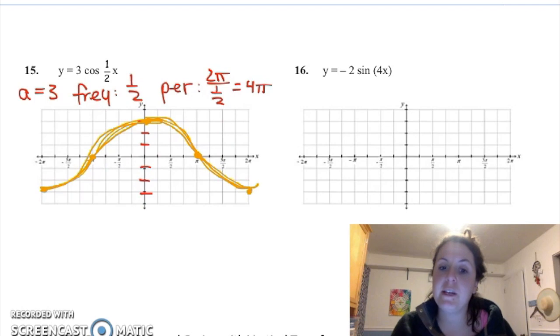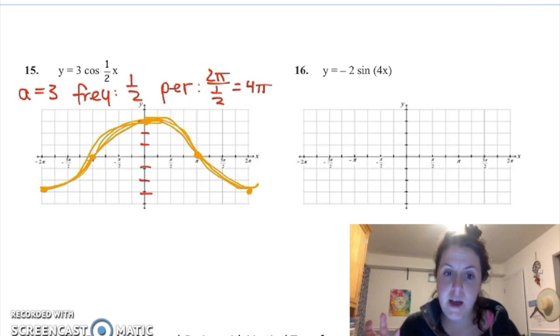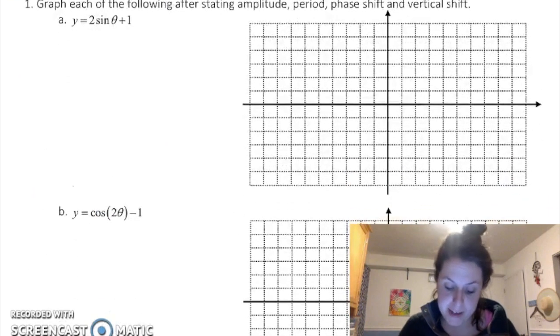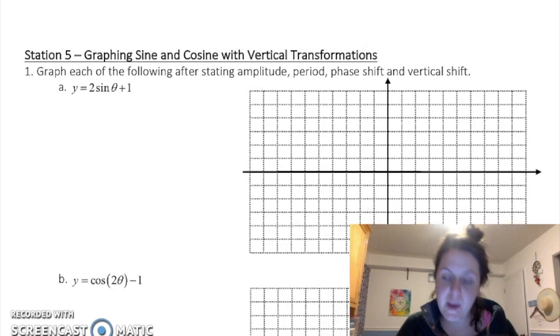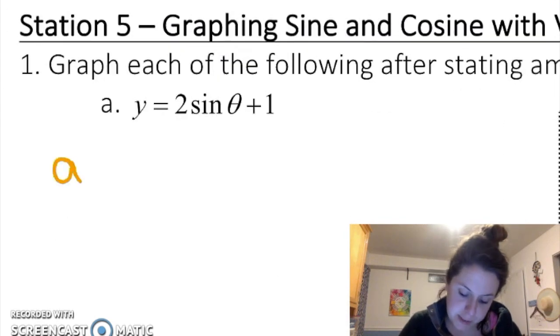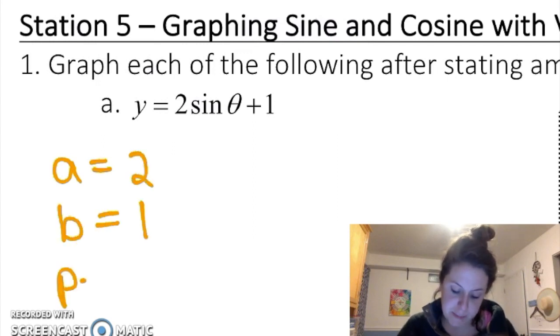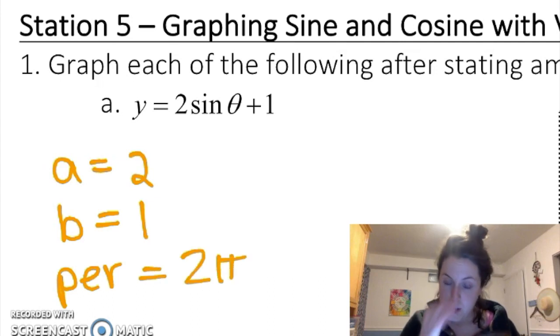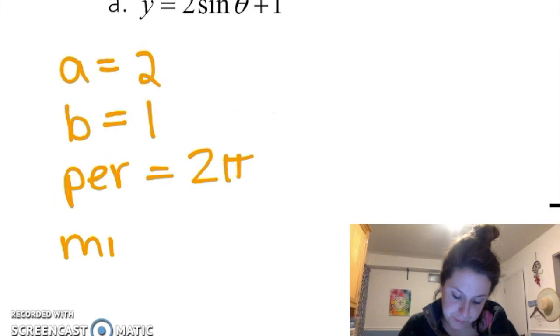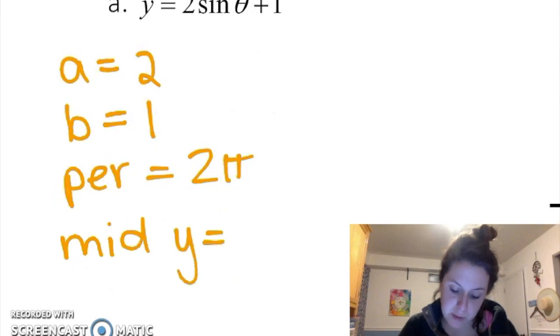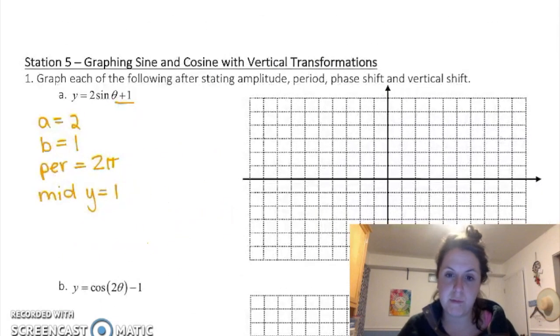So if this is something you feel like you still have questions about, come see me. This is something that definitely we can continue to work on, but let's do some where maybe there's some vertical translations too. So this one, y equals 2 sine theta plus 1. So amplitude equals 2, frequency equals 1, which means the period is 2 pi over 1, or 2 pi. And then the midline is at y equals 1, because this is shifted up 1, right?